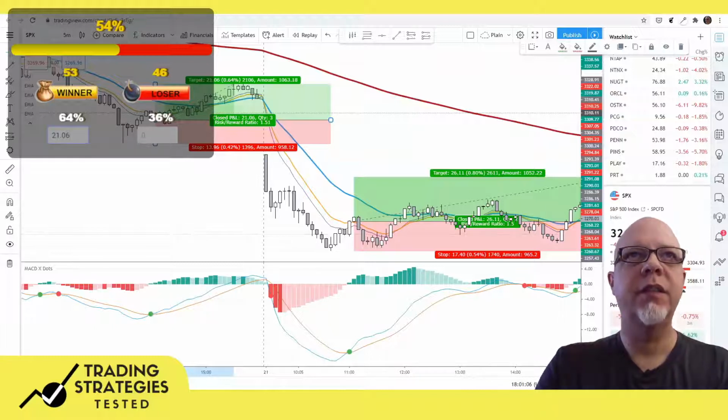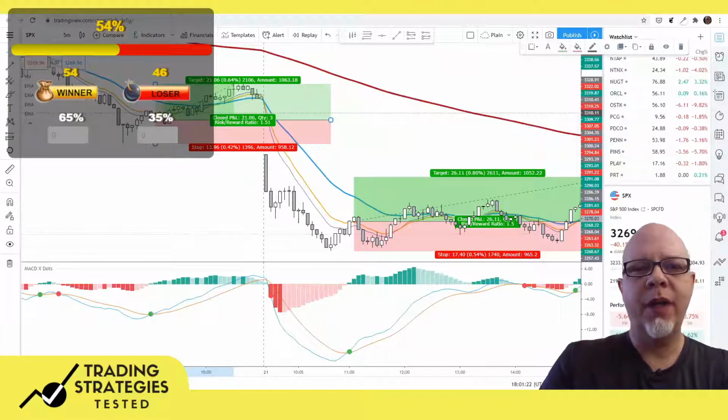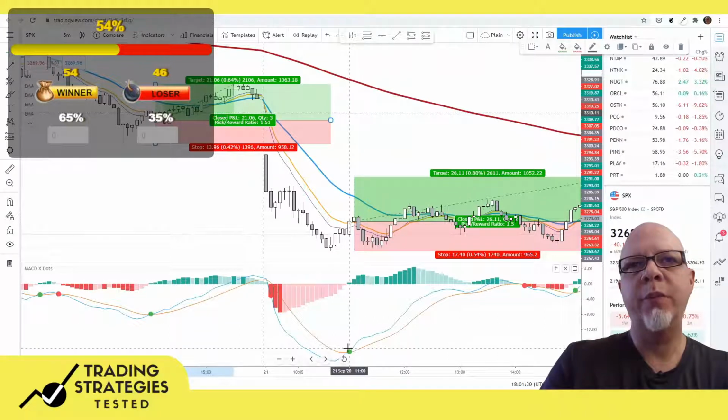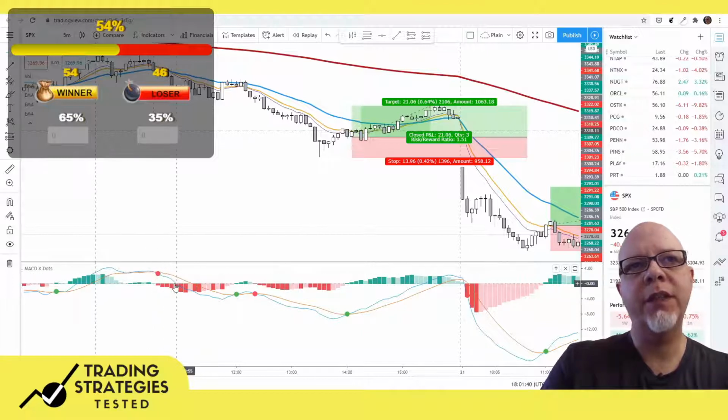Okay, and there you have it. So we have a 54% win ratio for just straight MACD crossovers. Basic rules, basically saying that when the MACD and the signal line are below the zero line, we're going to buy when there's a crossover, and the reverse for when it's above, like over here. Both the signal and MACD are above, and MACD crosses the signal line, we're going to sell.